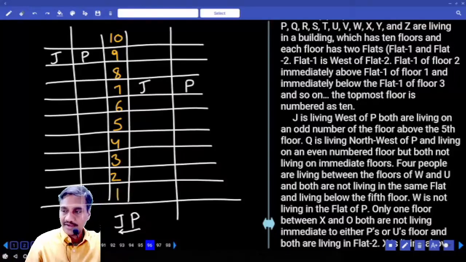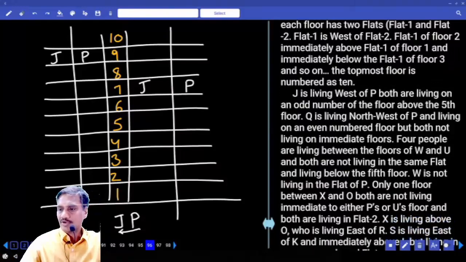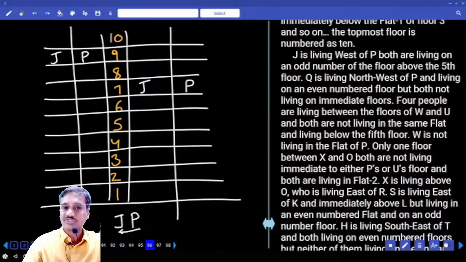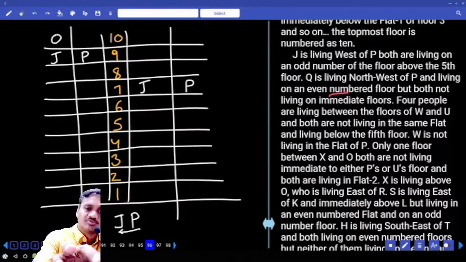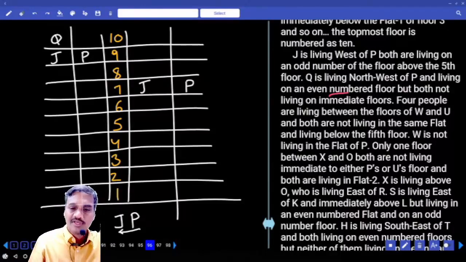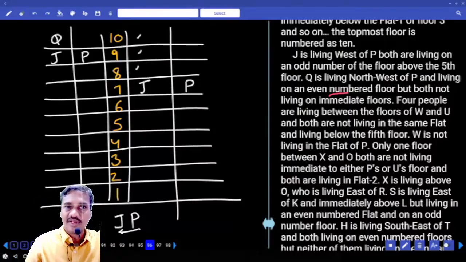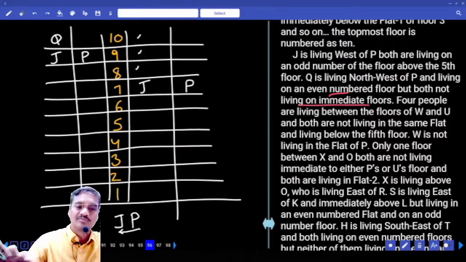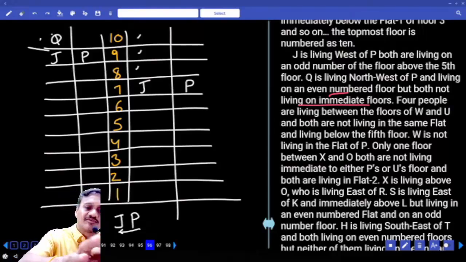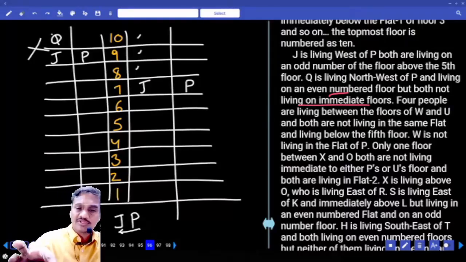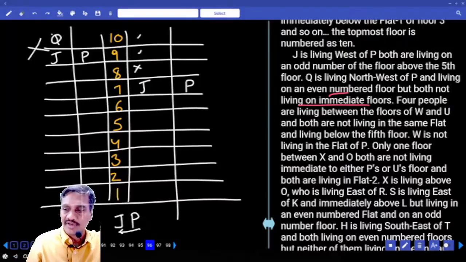Done? And next one, Q is living to the northwest of P. Hence in this case Q must be here, northwest of P. And in this case Q can be at any one of these 3 floors: 8th, 9th or 10th. But both are not living on immediate floors. But as here both are living on immediate floors, this case is ruled out. Both are living on immediate floors, so the 8th floor is ruled out, 9 or 10. Isn't it? Hence both are living, but not on the same.